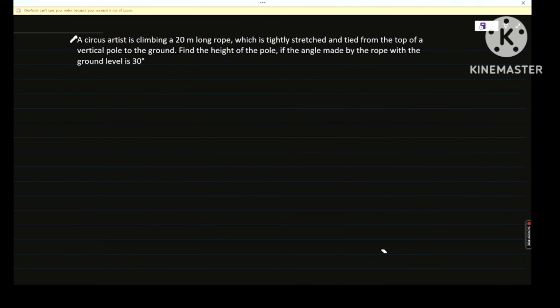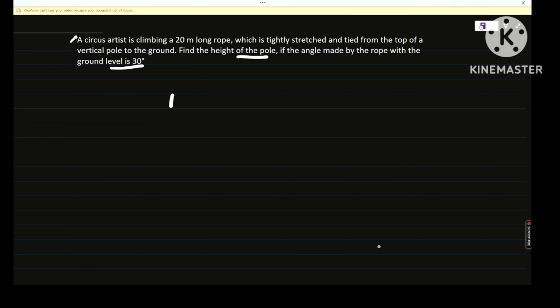A circus artist is climbing a 20-meter long rope, which is tightly stretched and tied from the top of the vertical pole to the ground. Find the height of the pole if the angle made by the rope with the ground level is 30 degrees. So what is the given information here?